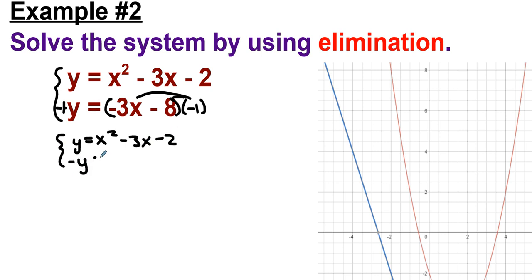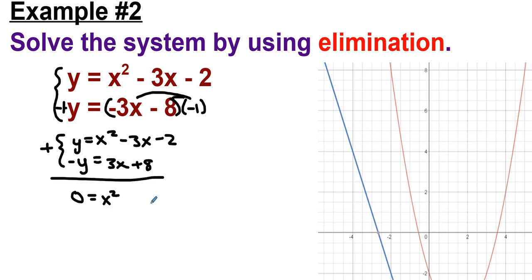And then if I add these equations together, y plus -y is 0. I eliminate the y's. X squared plus, well, I have no other like terms in the other equation. I have no other x squareds down here, so x squared plus nothing is x squared. -3x plus positive 3x is 0, so I don't have a middle linear term. And -2 plus 8 is positive 6.